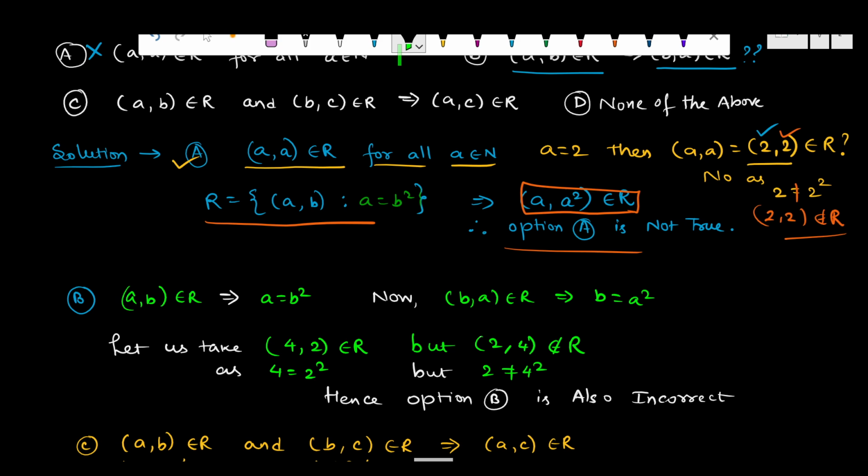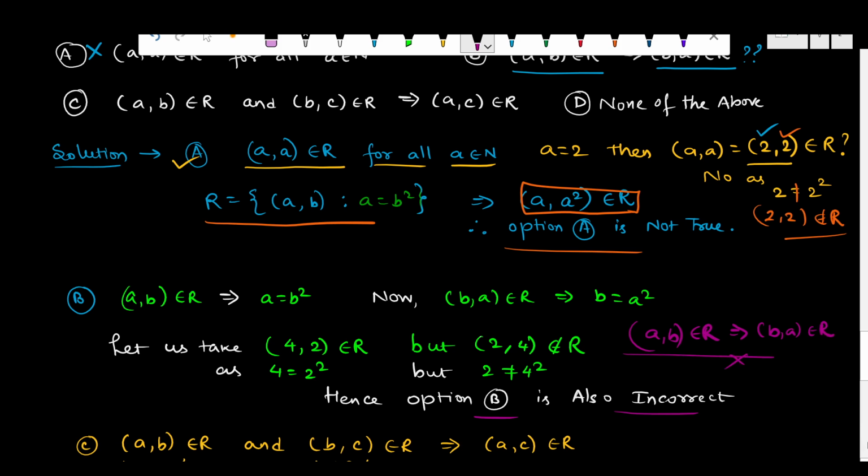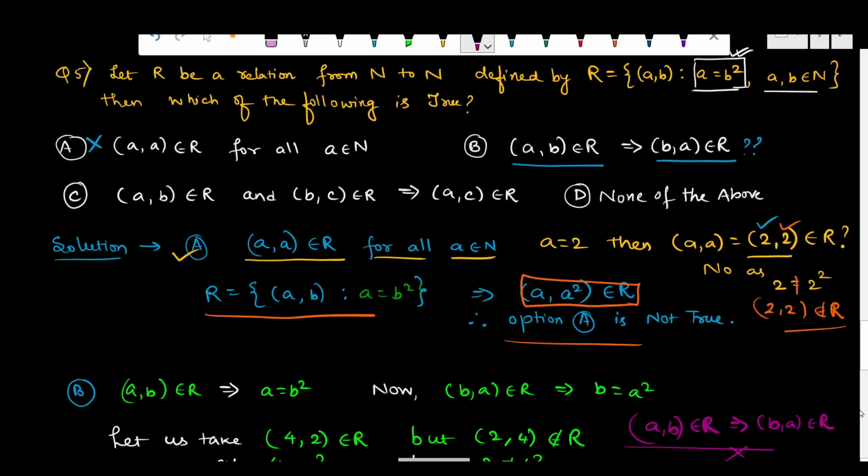So this option is also wrong, right? Hence option B is also incorrect. So it is not necessary that if (a, b) belongs to R, this implies (b, a) belongs to R, right? This condition fails here, hence option B is also incorrect.